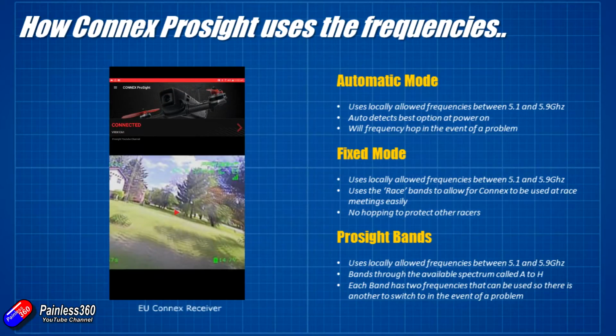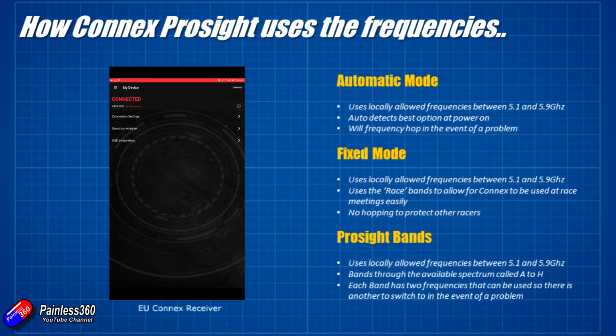When you turn on something like fixed mode, it won't do hopping. The reason it won't hop if the link gets a little bit dodgy is because it doesn't want to hop into another one of the bands where someone else is trying to fly or potentially cause a conflict with another pilot.